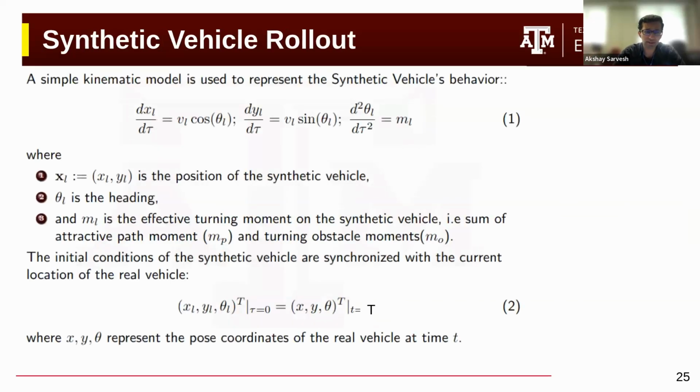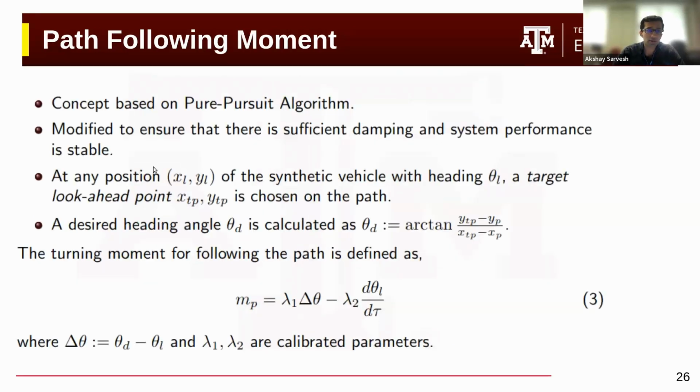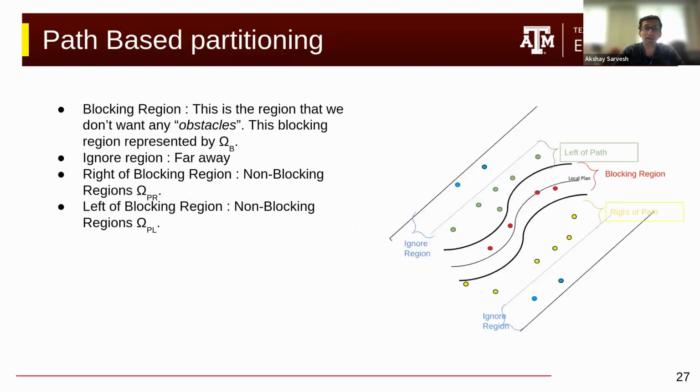Again, without getting into a whole lot of detail about the math, this is a synthetic kinematic model, a very simple kinematic model that we have right now that just does Euler integration. The initial conditions of the synthetic vehicle are synchronized with the current location of the vehicle. And a path following moment is also something that is, like I said, inspired from the pure pursuit algorithm. This is a turning moment. And again, this is a type of moment that can be tuned based on lambda1 and lambda2. This could be based on the environment we are in, and this could also be based on the type of the vehicle that's being driven.